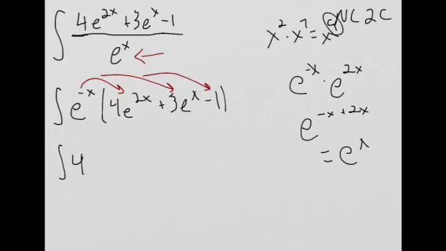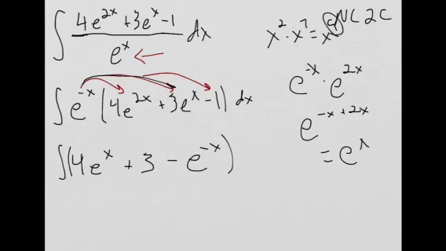So that first one is 4 times e to the x, as I just showed over there on the right. And then plus just straight up 3, because the e to the x and the e to the negative x cancel each other, and then minus e to the negative x, and this has a dx and a dx and a dx.